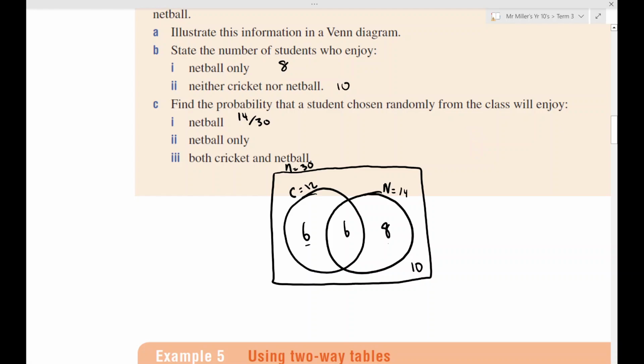Netball only, so that's just these 8 people who only enjoy netball. That would be 8 on 30. And we can simplify that to 4 on 15. But we'll give both answers just to be safe. And find the probability that a student will enjoy both cricket and netball. That's going to be 6 on 30. So I might do that down here. 6 on 30. And we might just say that is 2 on 10 as well if we wanted to simplify.